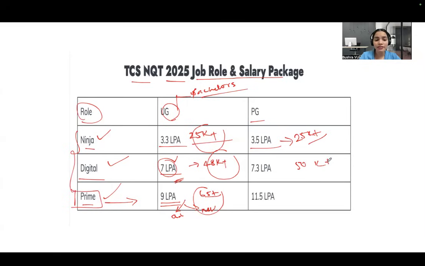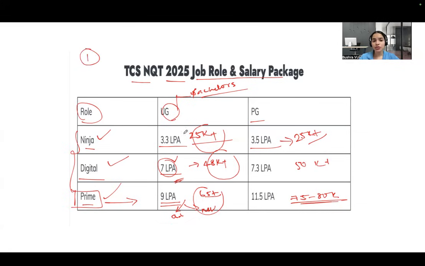And finally, we have 11.5 LPA for the Prime role. 11.5 LPA is going to be anywhere between 75 to 80K, depending on your taxes and your savings. So this is the first topic that we had, the job role.